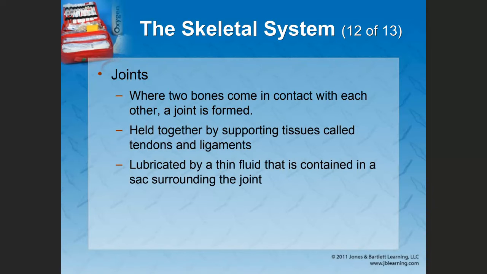Now, joints: where 2 bones come in contact with each other, a joint is formed. It is held together by supporting tissue called tendons and ligaments. And remember again, tendons connect muscle to bone, ligaments connect bone to bone. And the joints are lubricated by a thin fluid that is contained in a sac surrounding the joint. So the joints need to be lubricated in order to encourage good motion.